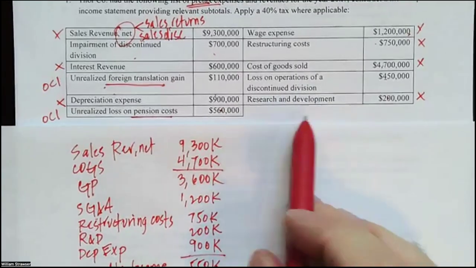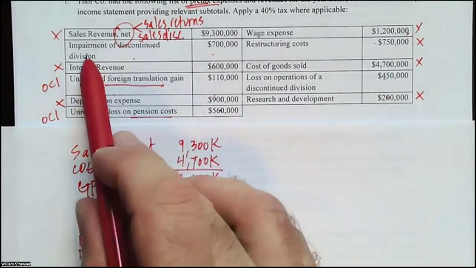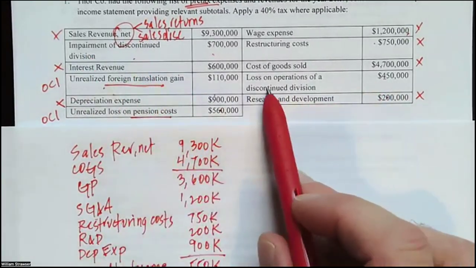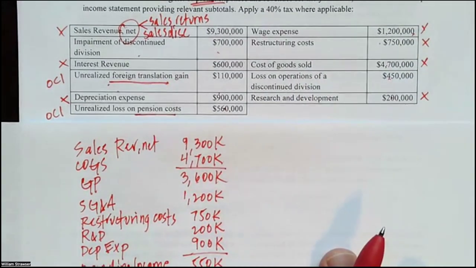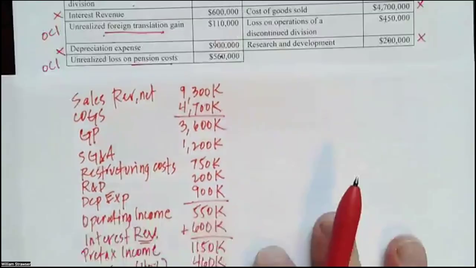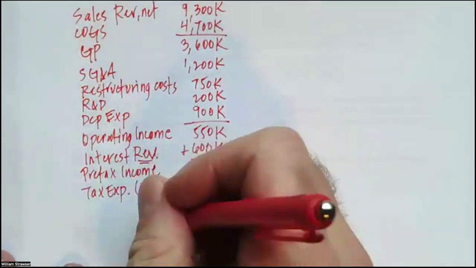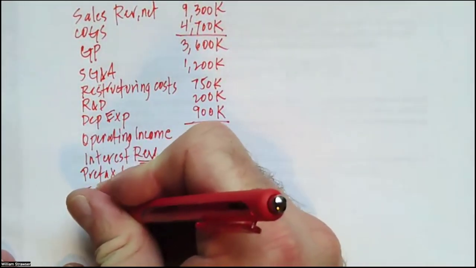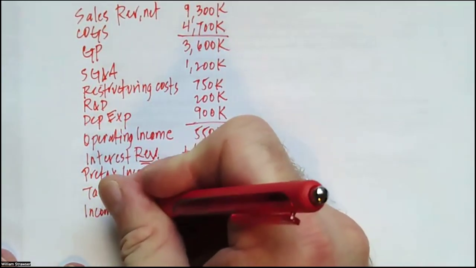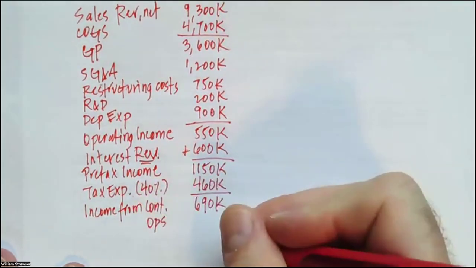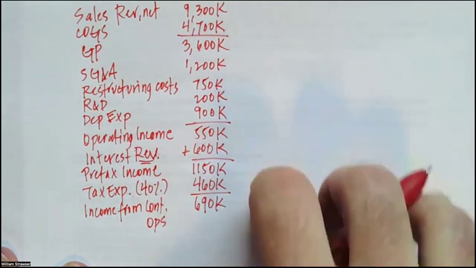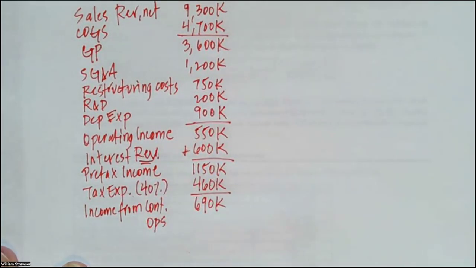We do have discontinued operations. We have an impairment here. We have a loss on operations from the discontinued operation, the discontinued division. So this is not net income. This is income from continuing operations. And now we do discontinued operations.